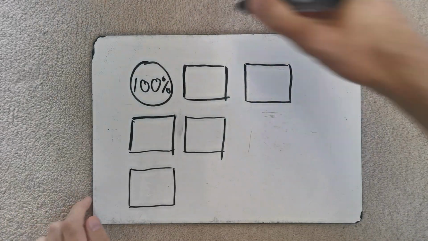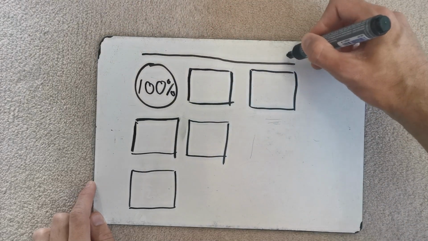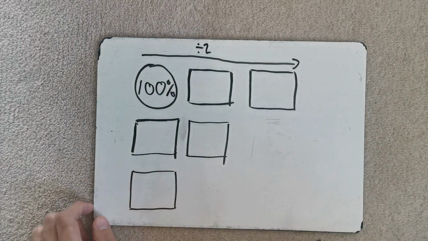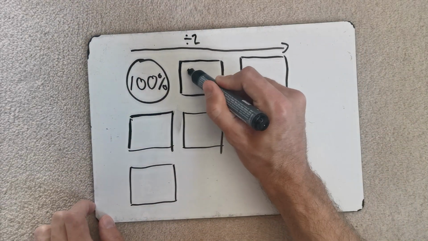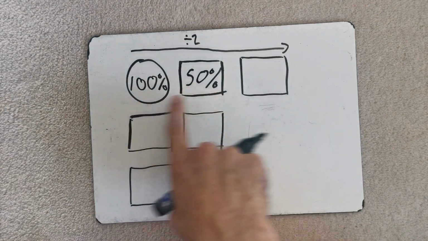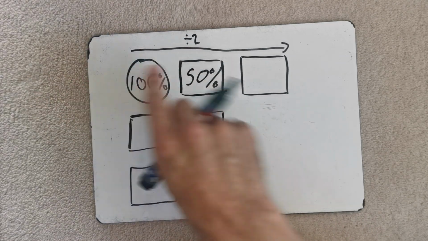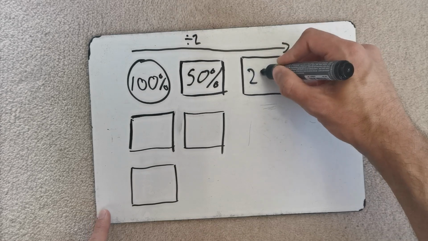If we go this way along this diagram here, we're going to divide by 2 each time. If we divide by 2, the first thing we get is 50%. Start with 100%, that is your number. Half it, you get 50%. Half it again, what do you get? Well, half of 50 is 25%.